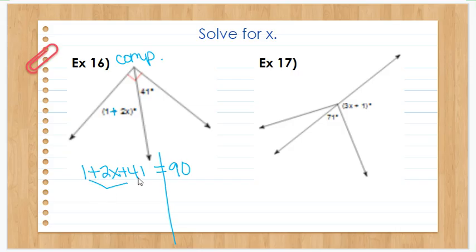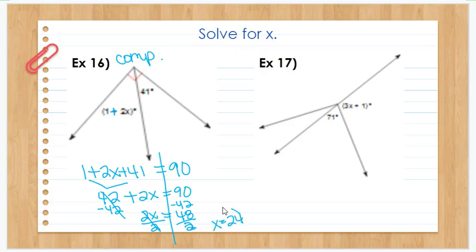All right, so 1 plus 41, combining like terms on the same side, would give us 42. Bring down my plus 2x equals 90. I'm going to subtract 42 from both sides. So that gives me 2x equals 90 minus 42, which is 48. Next step, get x alone, divide by 2. So x equals 24, since 48 divided by 2 is 24. So that's my answer for 16.